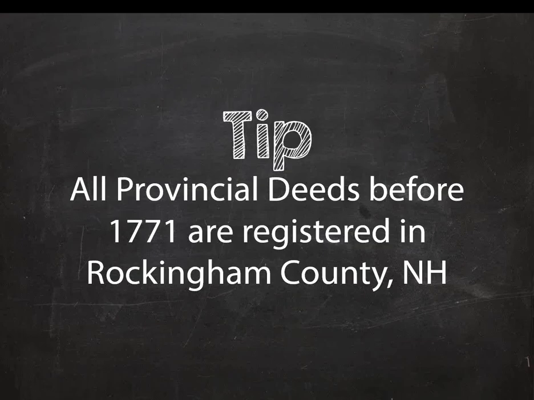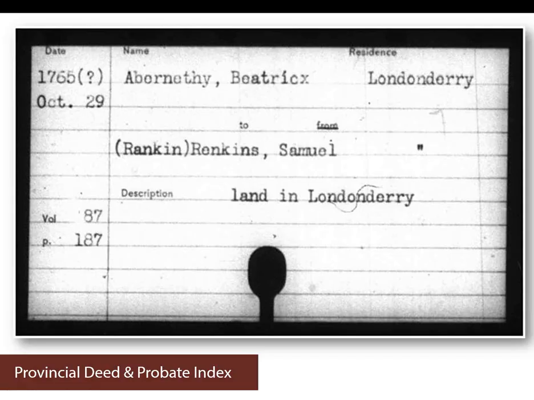Now, again, just that reminder tip that all provincial deeds before 1771 are registered in Rockingham County, New Hampshire. Now, the provincial deed and probate index is its own collection on microfilm. It's a very funny thing about these records, that the microfilm that we have at NEHGS is of the index. So we have, for instance, this deed of Beatrice Abernathy to Samuel Rankins in 1765. They're not 100% sure, so it may just say 1766. It's land in Londonderry. It gives me my volume and page. So then I can look at those early provincial deeds and go forward and look at the actual original record.